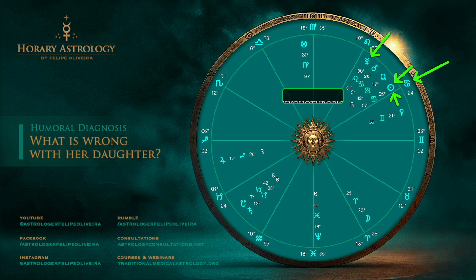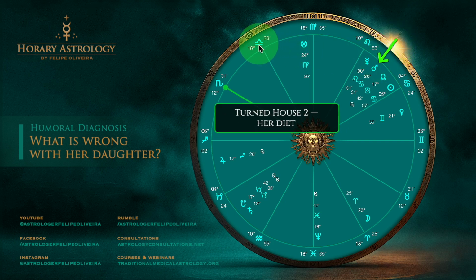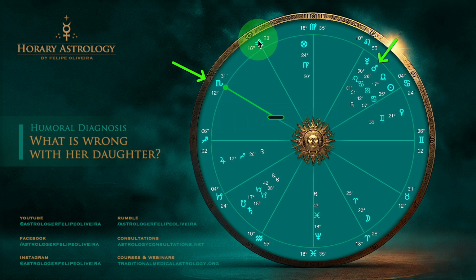What could Mars be? Mars rules the turned house too, so it signifies her diet. I was told she eats wasabi by the spoon, a super hot Japanese spice. That debilitated Mars afflicts her medication. The antidepressant sedates her and the wasabi gives her a kick of fire. They pull in opposite directions.